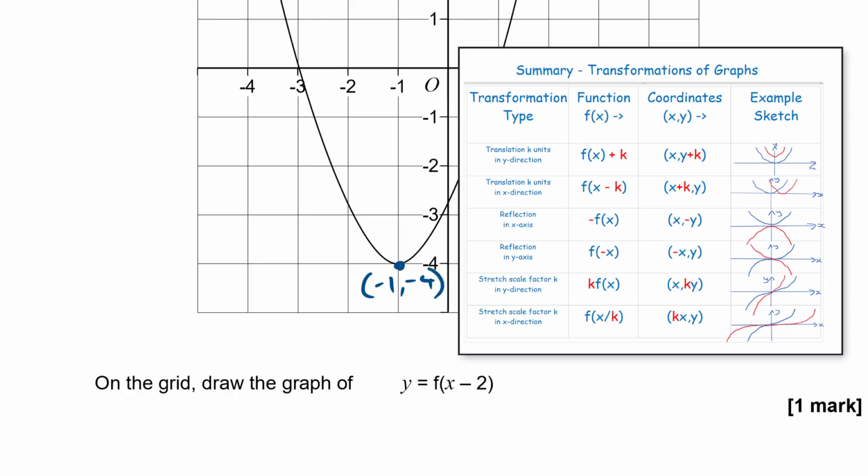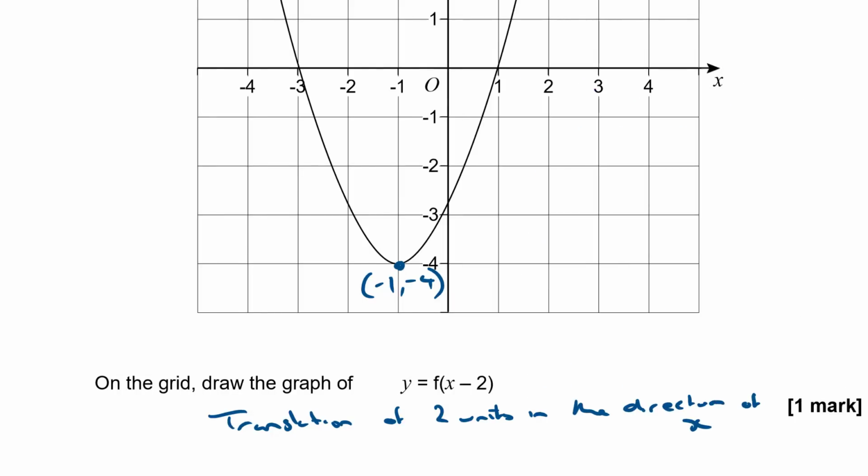Now if you studied your transformations, you'll realize that that represents a translation of 2 units in the direction of x. So this is a translation of 2 units in the direction of x. So basically every point on my graph is going to move 2 units to the right. So this turning point, -1, -4, is going to move to here.